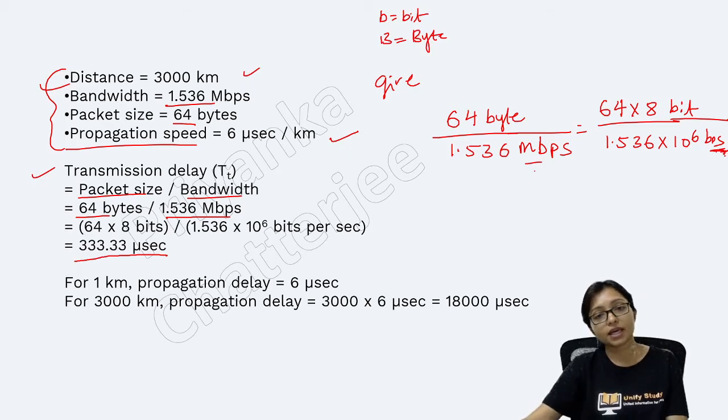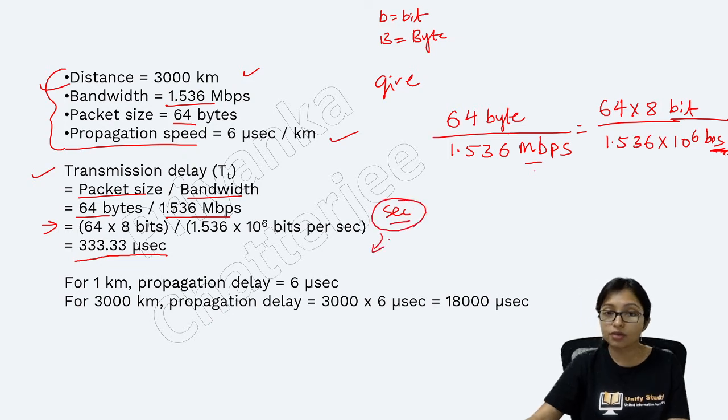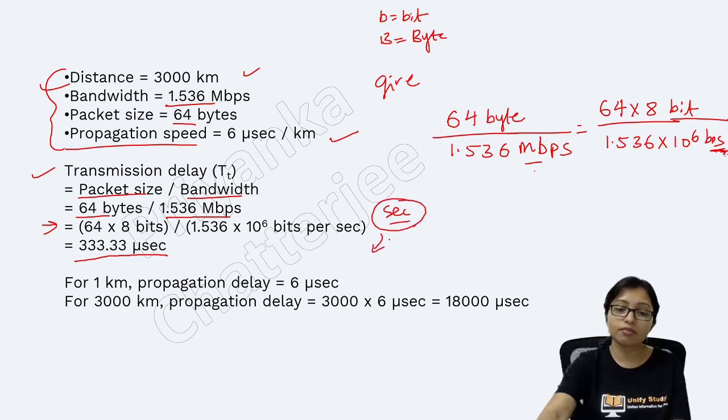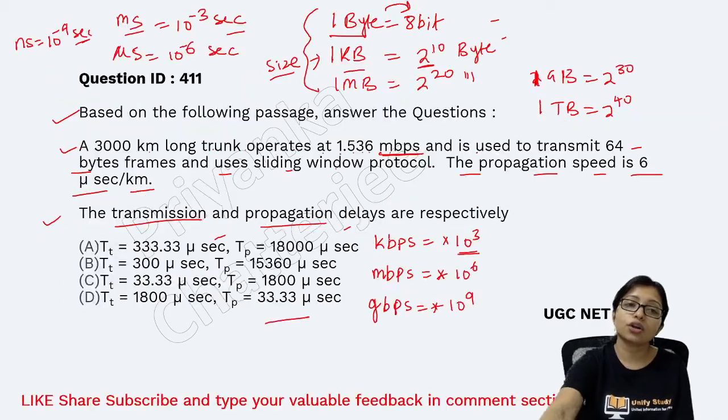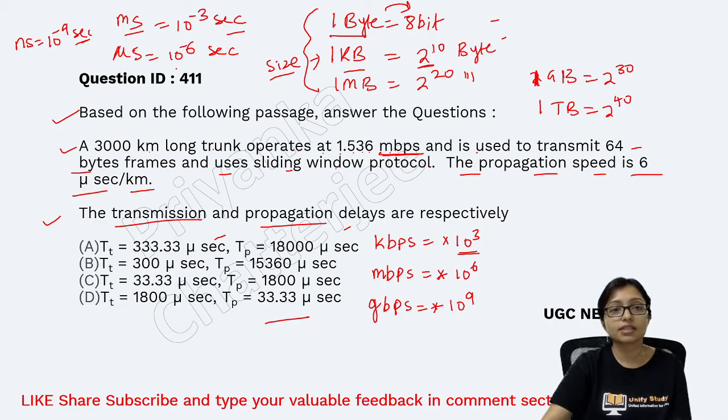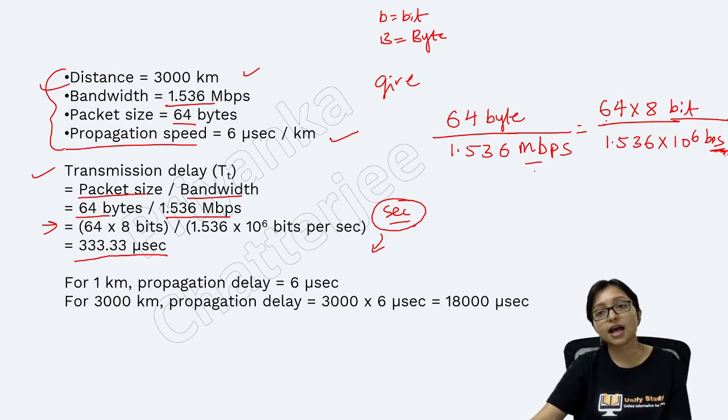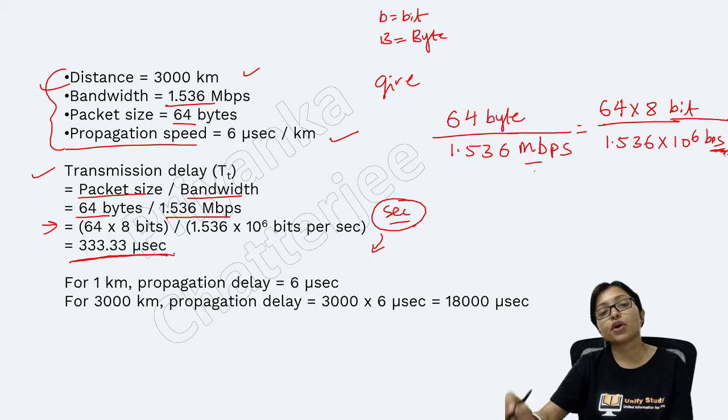Here your answer will come in seconds. Whenever you are doing this operation, this will be in seconds. Now you have to convert seconds into microseconds. How to convert into microseconds? Because I already told you that microsecond means 10 to the power minus 6 second. So you will get the answer and it will be divided by 10 to the power 6, which means 10 to the power minus 6. That's why we can say this is 333.33 microseconds.